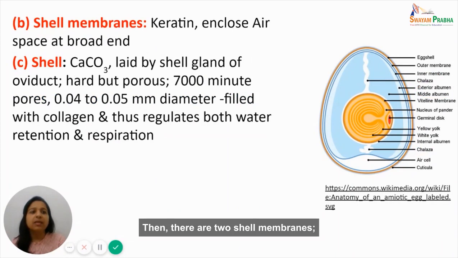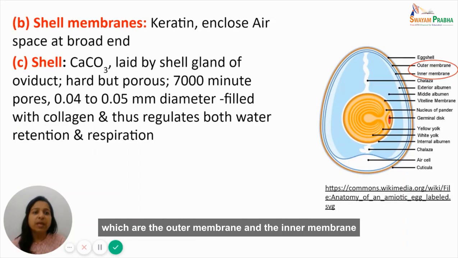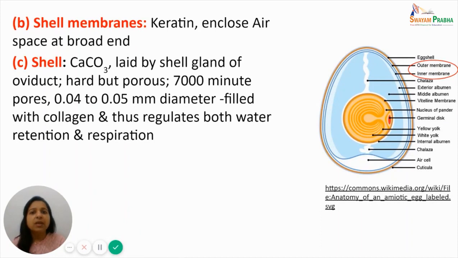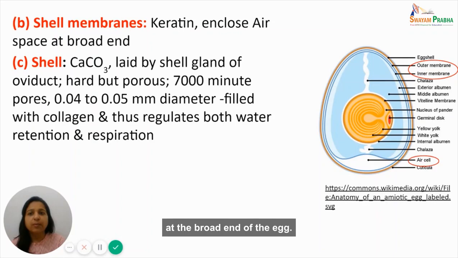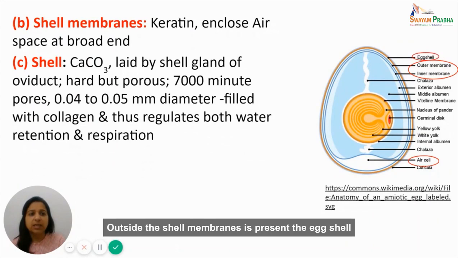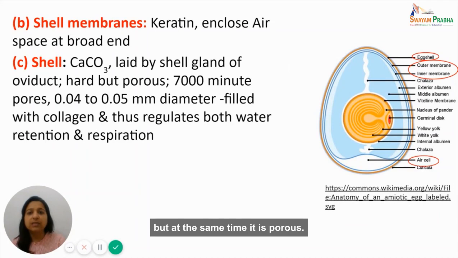Then there are two shell membranes, which are the outer membrane and the inner membrane, laid outside the albuminous layers of the egg. These skeletonized shell membranes enclose an air space at the broad end of the egg. Outside the shell membranes is present the egg shell, which is again secreted by the shell gland of the oviduct. It is made up of calcium carbonate. The egg shell is quite hard in nature, but at the same time it is porous.